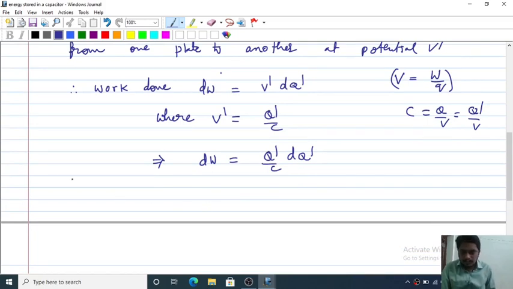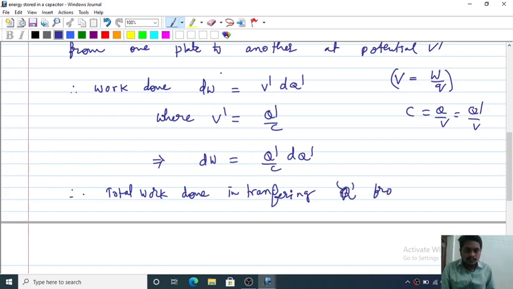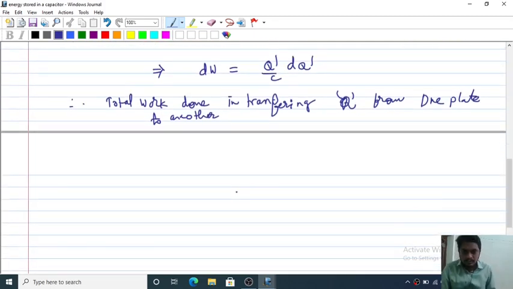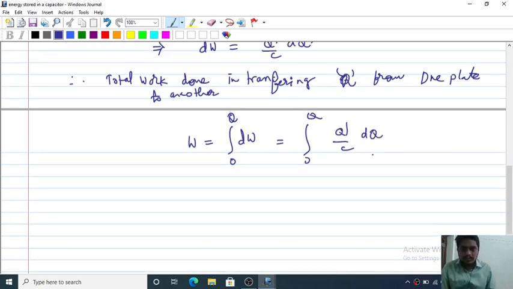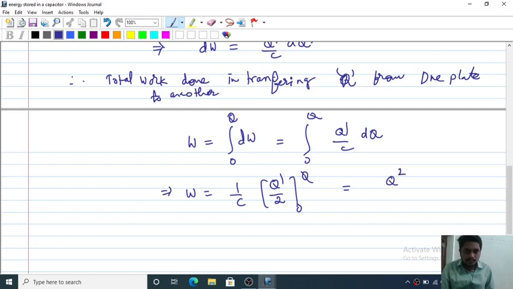Therefore the total work done in transferring q charge from one plate to another can be obtained by integrating the above equation. W equals the integral of dw. We are transferring initially zero charge and finally q amount of charge, so we integrate between the limits 0 and q of q dash by c into dq dash. That implies W equals, c being constant, the integration of q dash is q dash square by 2, with limits 0 and q, which equals q square by 2c.